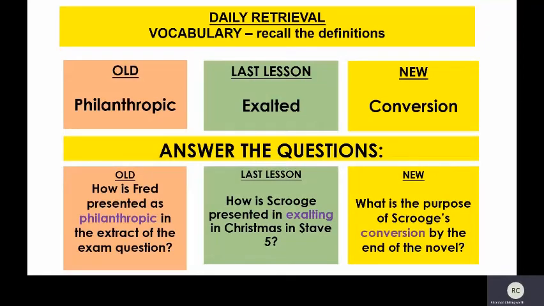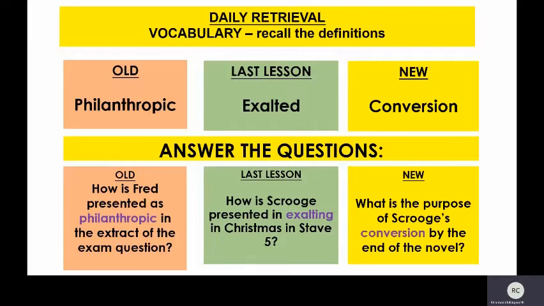So what is the purpose of Scrooge's conversion then by the end of the novel? Why has Dickens bothered to write about a man converting from dark to light, bad to good? So pause the video and just have a go at jotting down the answer to these 3 questions to recall that prior knowledge.